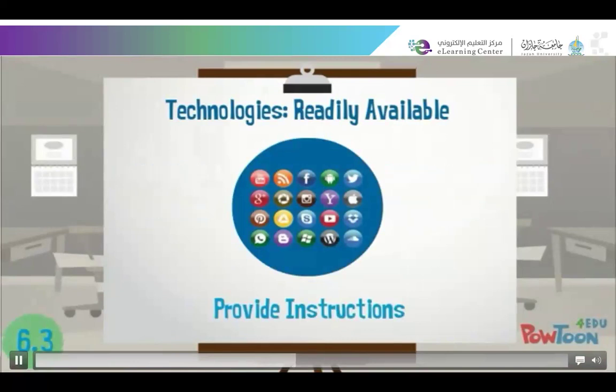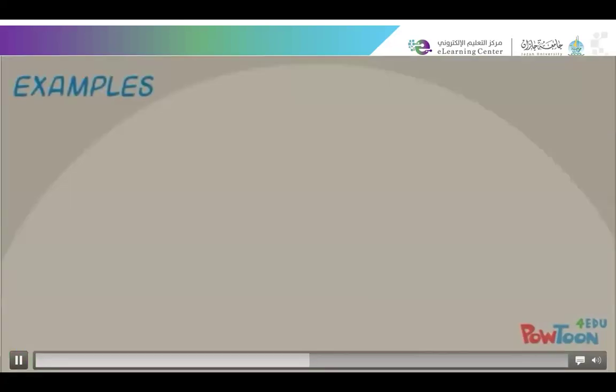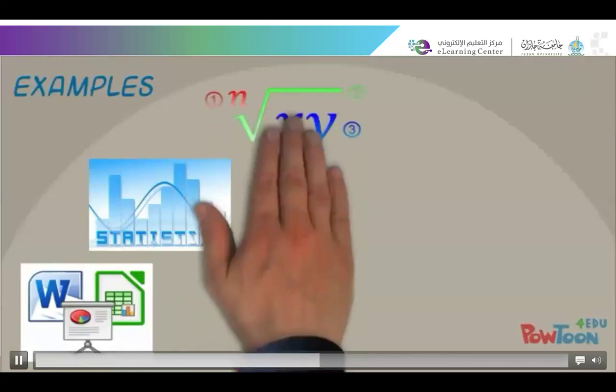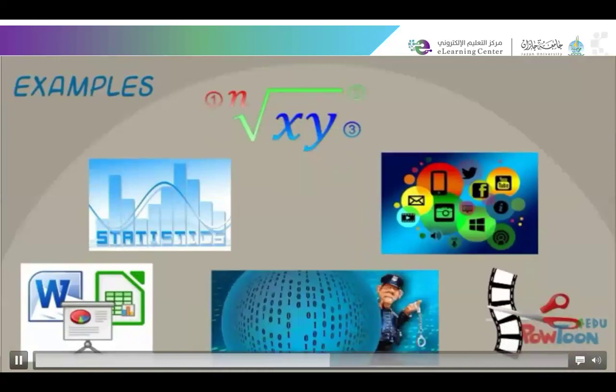A selected software should be available on a variety of platforms such as Windows, Mac operating system, or even mobile devices. Examples for software options are word processors, spreadsheets, presentation software, statistical analysis software, equation editor, web authoring tools, audio, video editing tools, or programming software. Instructors may indicate whether the software runs on PC or Mac, or what software options are available on mobile devices.